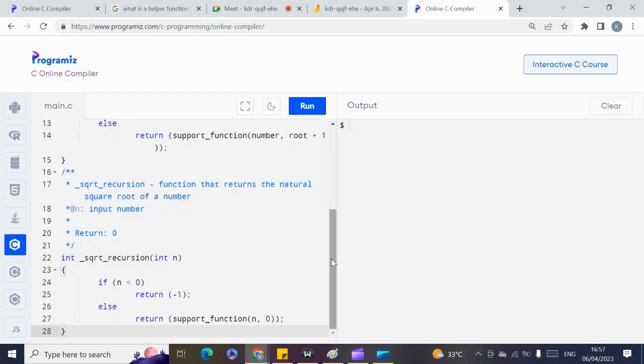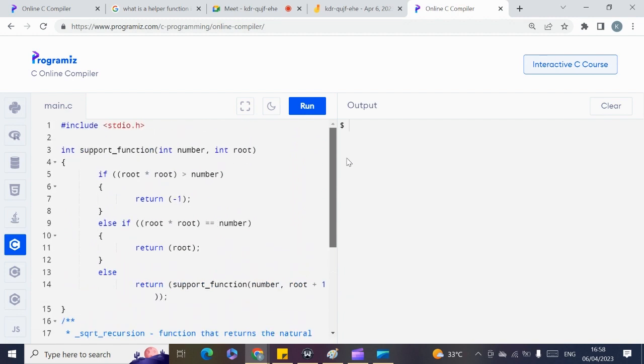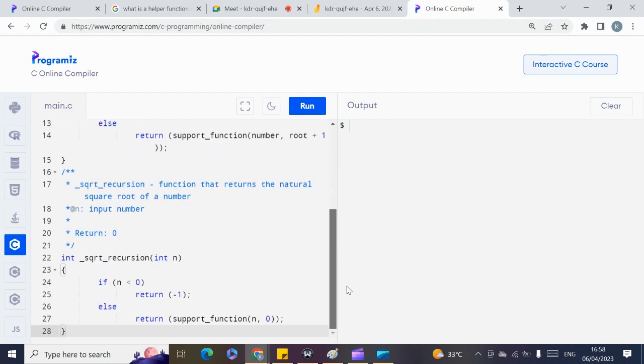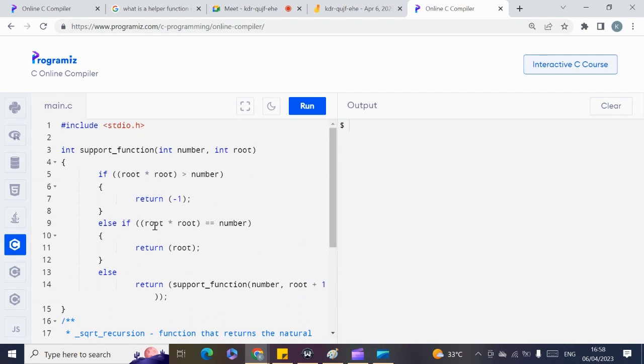And also, of course, the support function also has to be defined before the recursive function, because in C it starts reading from the top down. So we had to define the whole support function at the top, before the recursive function. Yes.